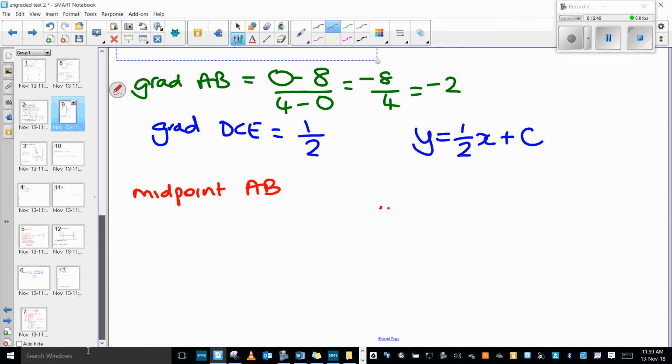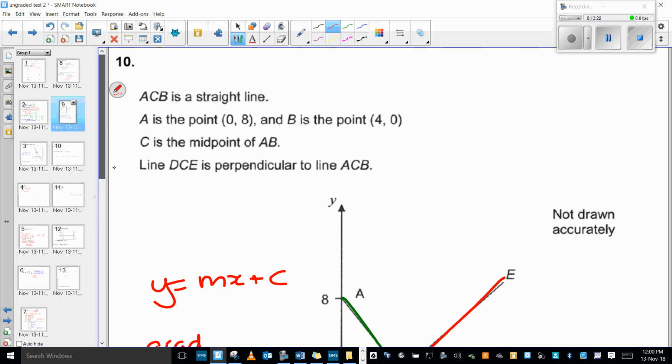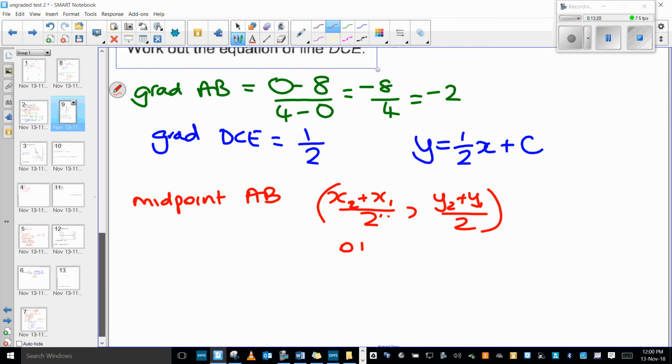So we're trying to find the midpoint of AB. Emily's just told me the formula. What is it? X2 plus x1 over 2, comma, y2 plus y1 over 2. Remembering that this is a coordinate, a point, so you've got an x part to it and a y part to it. So remember you're finding the average or the mean of your x values and the average or mean of your y values. So you're adding them up and dividing by 2. Going back to our coordinates, adding our two x values, 0 plus 4 over 2, and 8 plus 0 over 2.